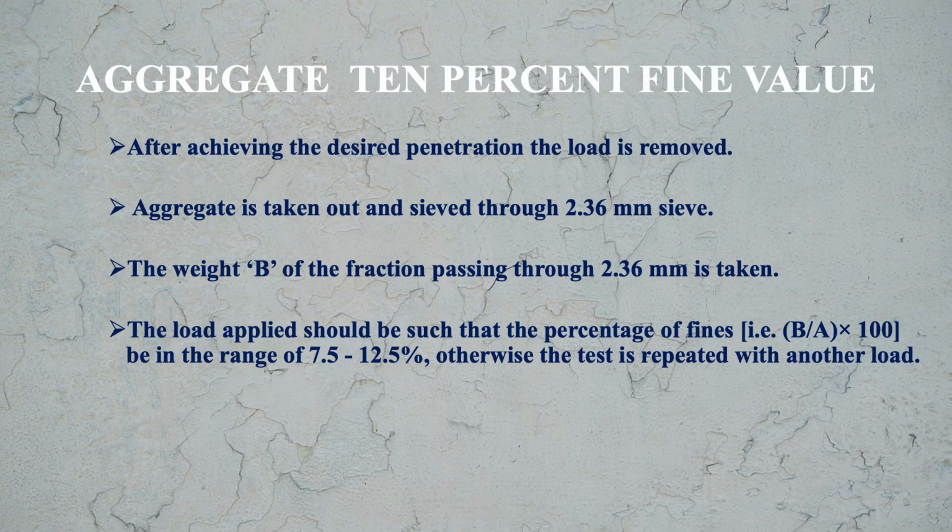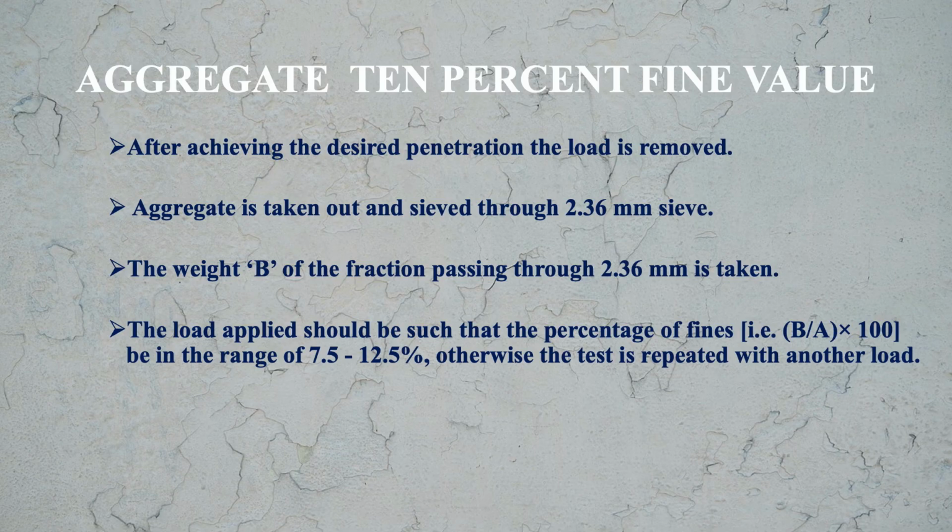Now the aggregate is taken out from the mold and it is then sieved through a 2.36 mm sieve. The weight of the fraction passing through the 2.36 mm sieve is taken. Let this weight be B. The load applied should be such that the percentage fines, how do we calculate this percentage fines? B divided by A into 100.